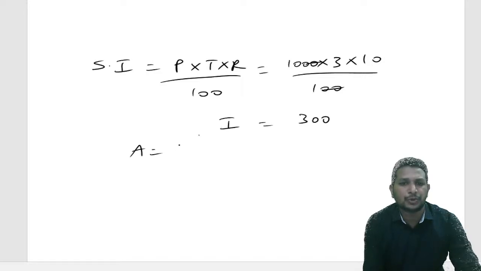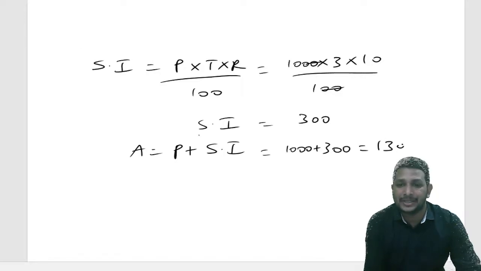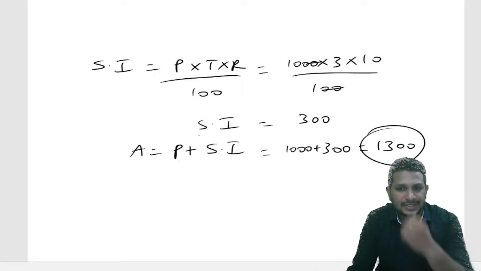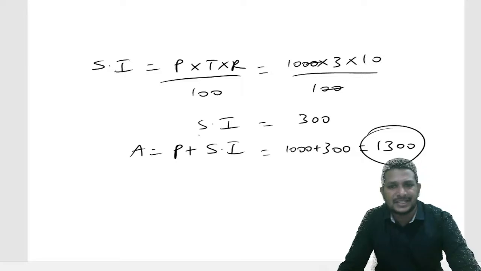So amount equals to what? Principal plus simple interest, right? So 1,000 plus 300. So finally they need to pay this much amount, which is 1,300. Okay. Now let's see for compound interest.